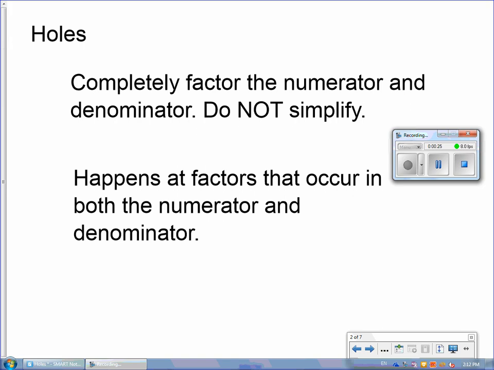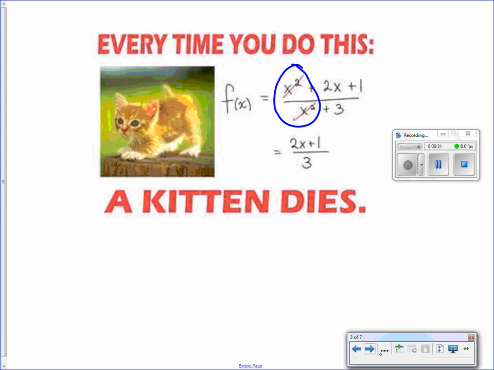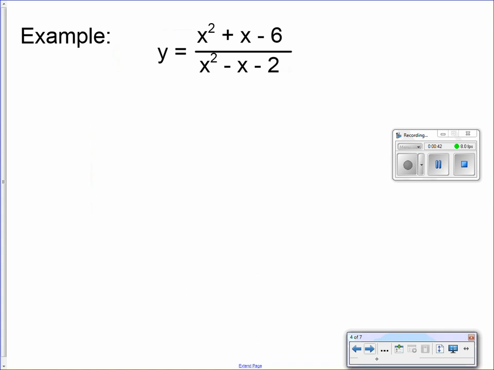If you have a factor that occurs in both the numerator and denominator, then you have a hole. Remember, when we're factoring, we cannot just cross things out if there's addition and multiplication. You cannot do this because there's a plus sign. So to factor, here we have an example. Same example we saw last time.